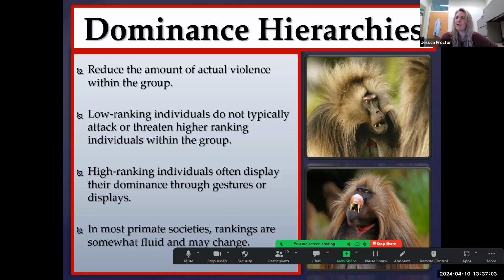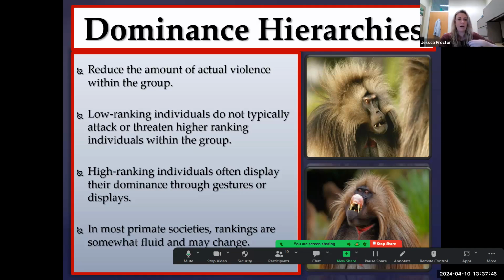Okay, so these are hierarchies that are well maintained and established. Note that there can be fluidity between the rankings, meaning that the dominant male will not always be the dominant male. Obviously, there are those that are underneath him that are vying after that position. So it's not necessarily a static condition. Low-ranking individuals do not typically attack or threaten high-ranking individuals within the group. The low-ranking individuals have the advantage of the protection from the high-ranking. So, even though they are a low-ranking primate, they are still likely going to be protected by those high-ranking primates from any sort of external threat.